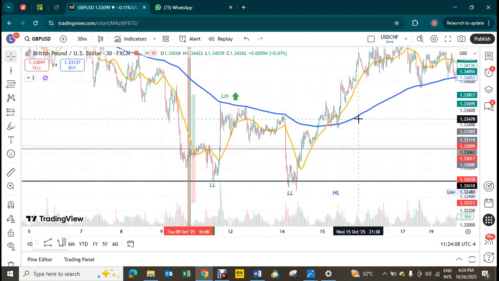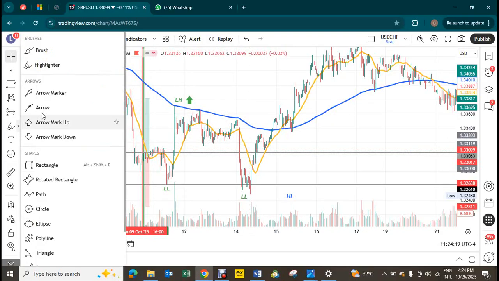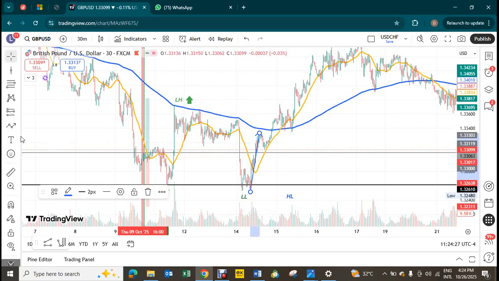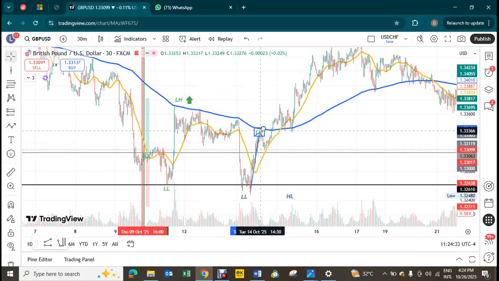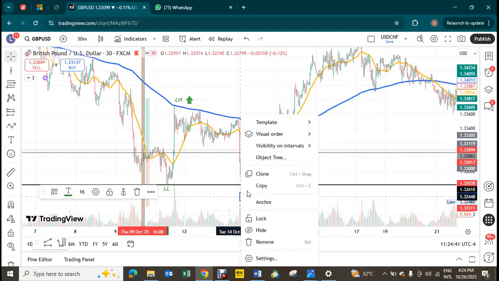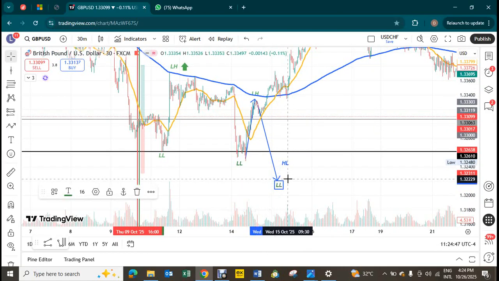Okay, so now we saw price go up. Because it's a downward trend, we need to see lower highs and lower lows. By right, we're supposed to see price come up to this level and give us a lower high here. We wanted to see a lower high here, and then price come down to this level and give us another lower low. This is what we wanted to see.